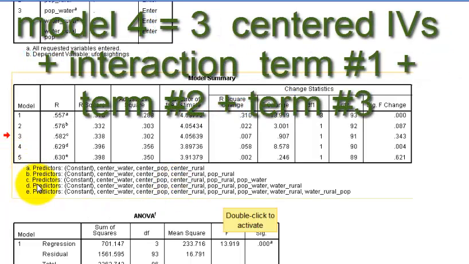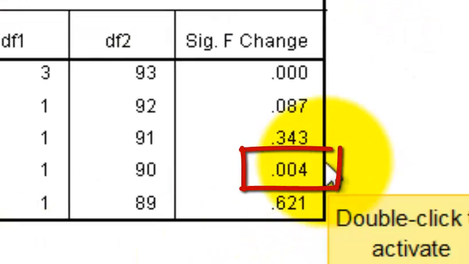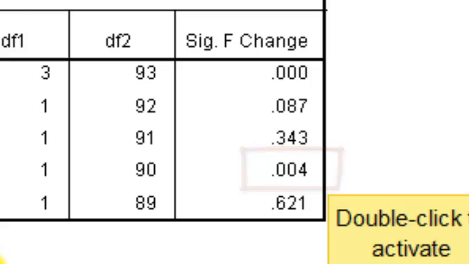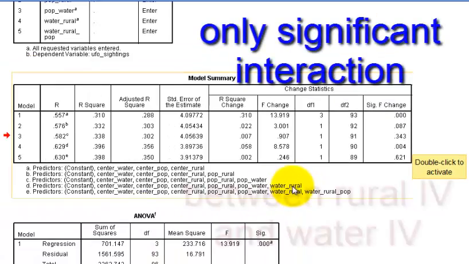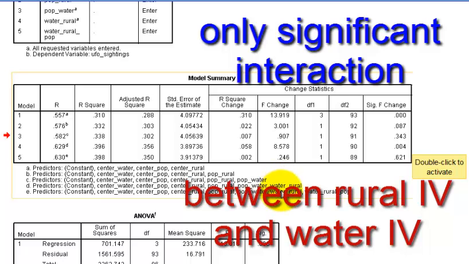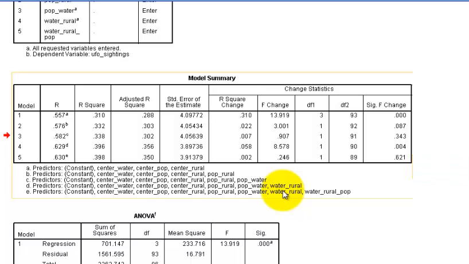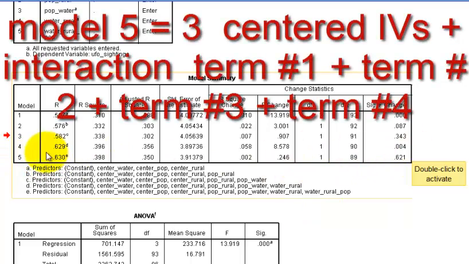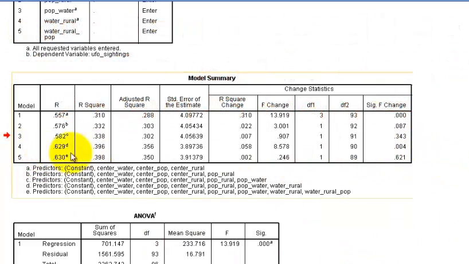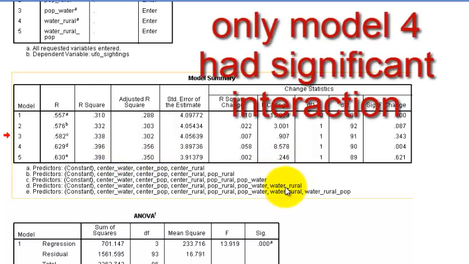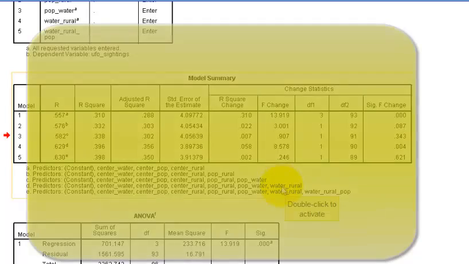The fourth model was when we added the water and the percentage of rural people. Interesting. So what this tells me is that there is some kind of significant interaction going on between the percentage of rural population and how much water a city has when it comes to predicting the UFO reported sightings. Isn't that amazing? And then the last one, there was no interaction between all three, but we still have interaction between, again, the amount of water a city has and what percent of its population is rural.